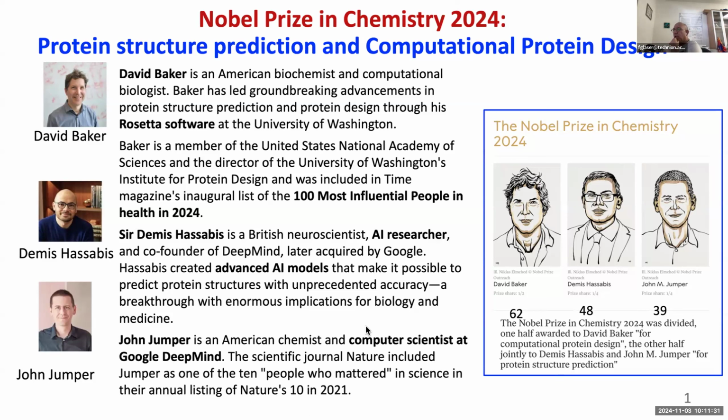And John Jumper is an American chemist and computer scientist also. So those people are also computer scientists and chemists, and experts in physics, and they also work at Google DeepMind. They were also named by Nature as one of the people who matter in science in 2021. So really, their collaboration is very critical for the success of AlphaFold.